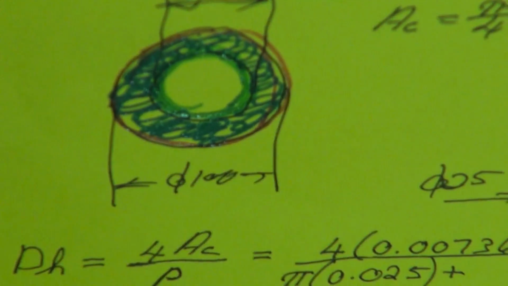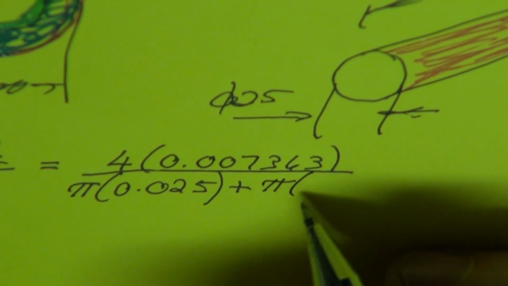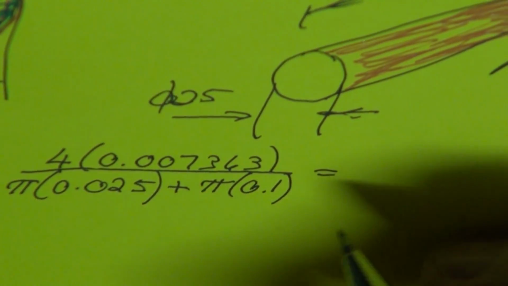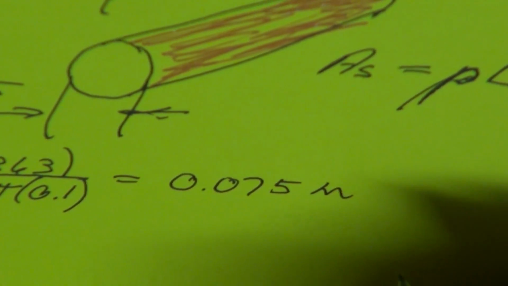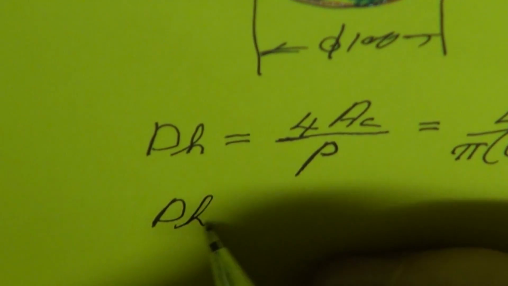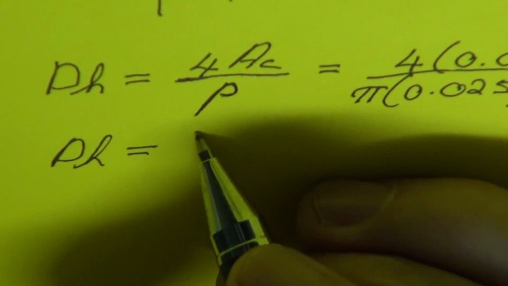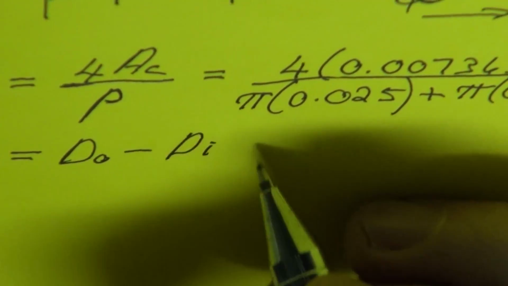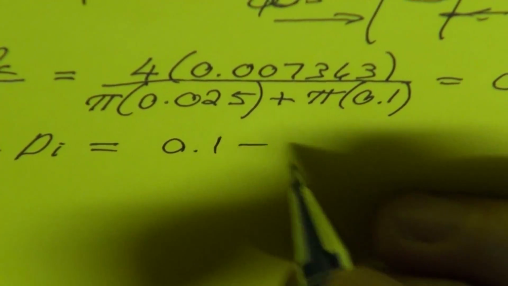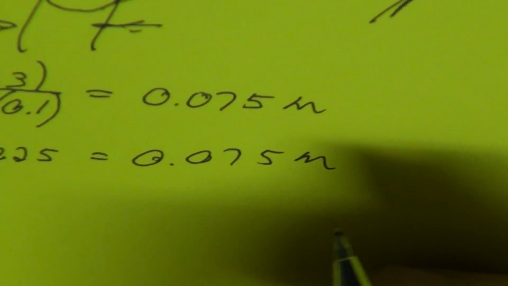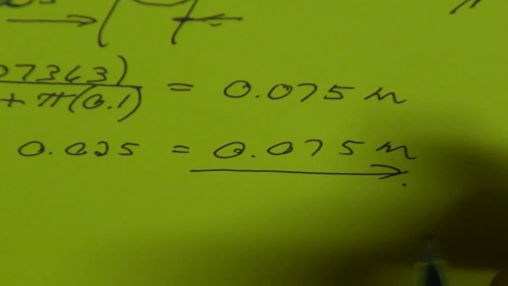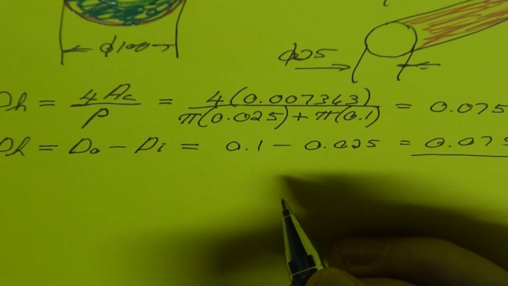Okay, and that perimeter is equal to pi multiplied by 0.1. And if we go and calculate it, the hydraulic diameter is equal to 0.075 meters or 75 millimeters. In fluid mechanics, it has also been derived that the hydraulic diameter is equal to the outer diameter minus the inner diameter, which is equal to 100 millimeters minus 25 millimeters, and you could have also directly calculated from there as 75 millimeters.